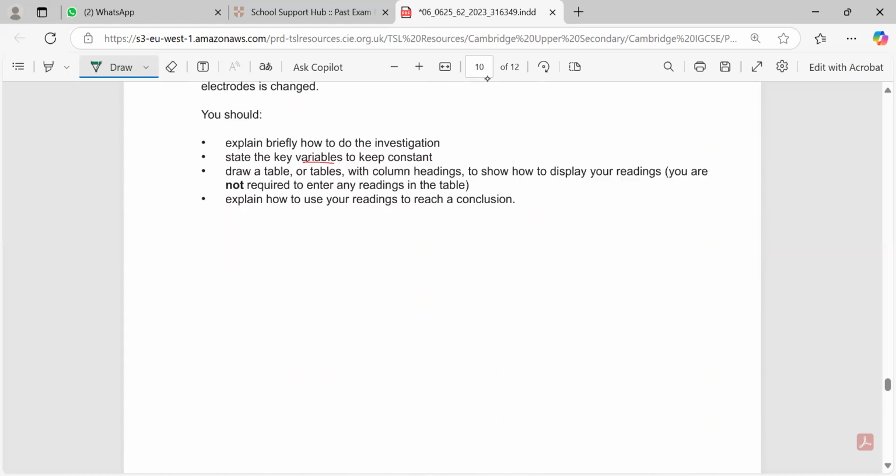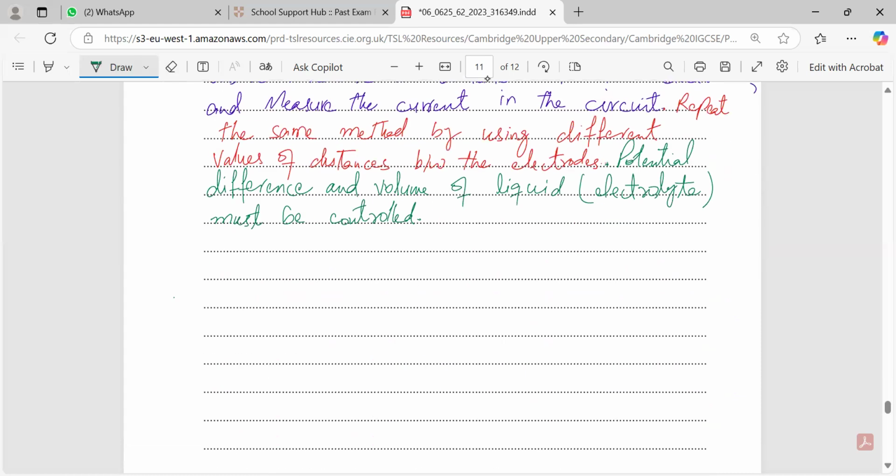After this, next is to draw a table. Only 2 column headings we need. Number 1, the independent variable in the beginning: distance in millimeters. And current, or better to write changes in current because they are asking changes in current, delta I in amperes. This will be the table.